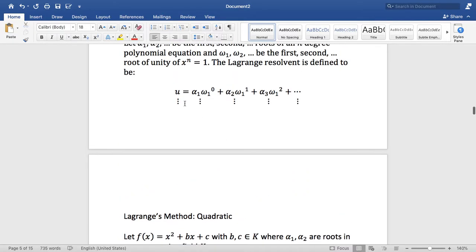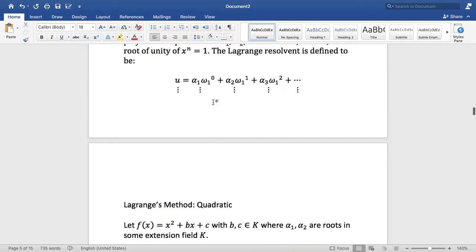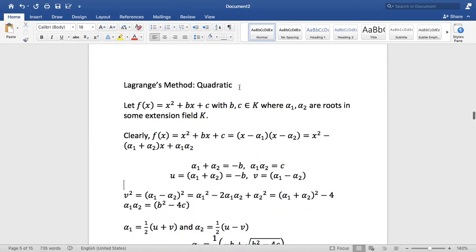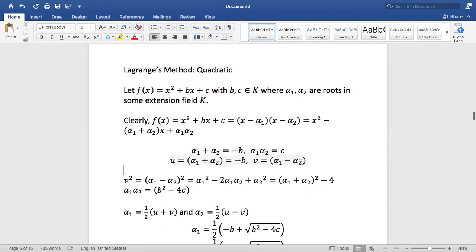Okay, now the next resolvent v is going to be alpha 1 times omega 2 to the power of 0 plus alpha 2 times omega 2 to the power of 1. Now remember, omega 2 is negative 1. So that's just going to be alpha 1 minus alpha 2. But alpha 1 plus alpha 2 is just negative b.